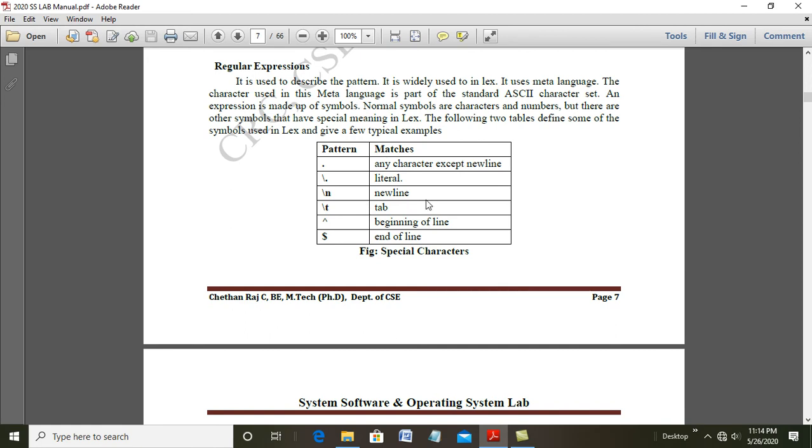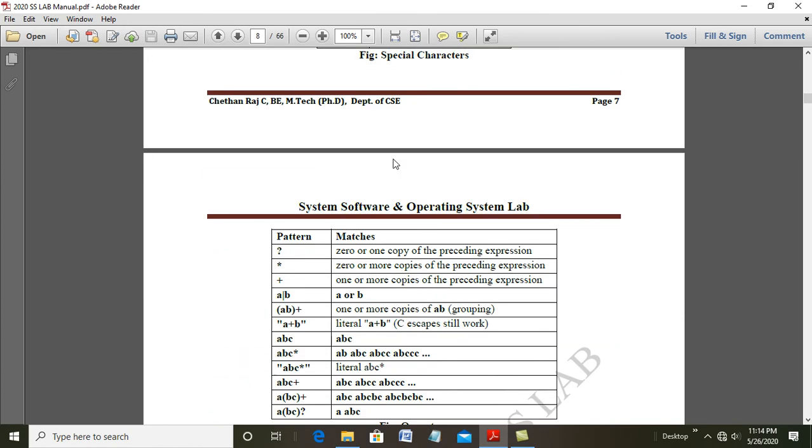And now some regular expressions. Dot specifies any character except newline, backslash followed by a character is a literal, backslash n represents a newline, backslash t represents a tab, like that. Some regular expressions we are going to represent. It is just a pattern: what patterns are to be given, and based on the pattern, how the characters or a sequence of characters are processed. That is a regular expression.